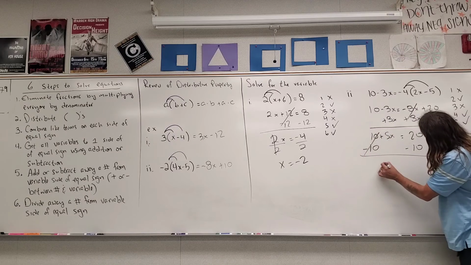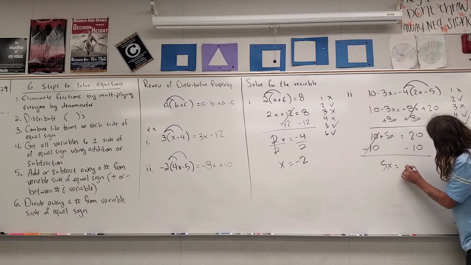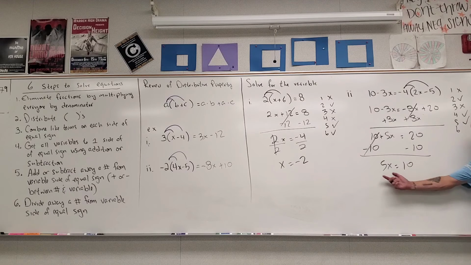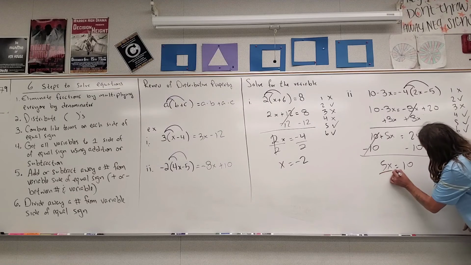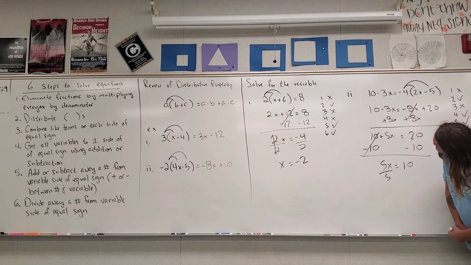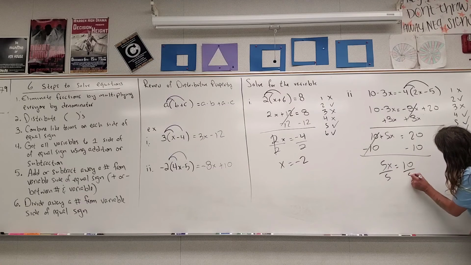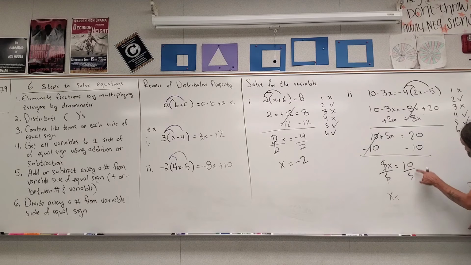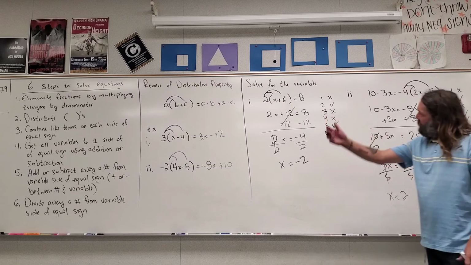The 10 on the left cancels out. I'm left with 5x on the left, and that's equal to 20 minus 10 is 10. And I have to do step 6 because my x is not isolated. So I'm going to divide both sides by the number with the variable, divide away the number from the variable side of the equal sign. That's the number I need to divide. So here I'm going to get x is equal to, I need 2 5s to get to 10, so x is equal to 2.